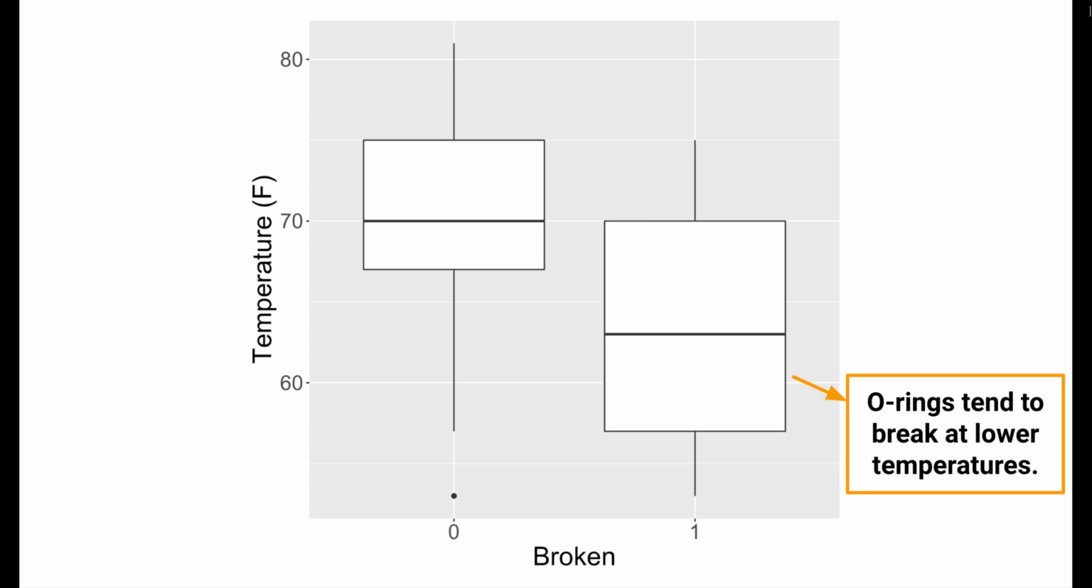To motivate ideas, let's look at box plots of temperature among O-rings that were not broken and were broken. We can clearly see from this plot that broken O-rings tended to occur at lower temperatures, which was a main point from our previous video.